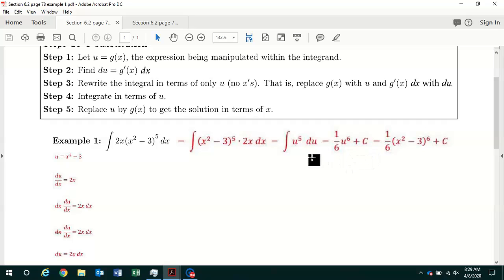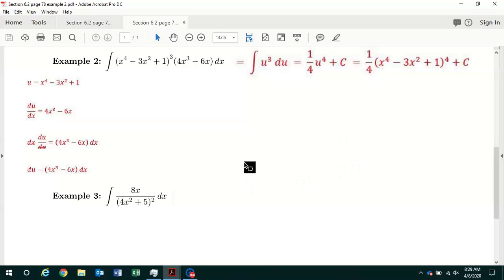And now that I have the antiderivative in terms of u, I do a reverse substitution and replace u with x squared minus 3, right? Because we replaced x squared minus 3 with u at the beginning of the problem. And when I replace u with x squared minus 3, the antiderivative of our original function is 1/6 times (x squared minus 3) to the 6th power plus c. So this is the final answer to our original problem.